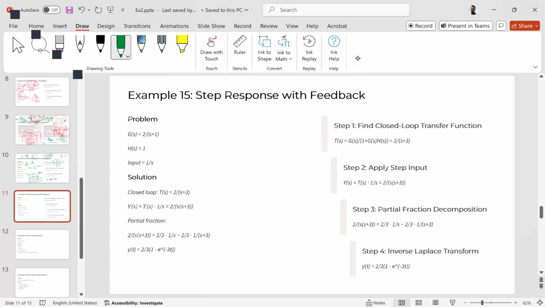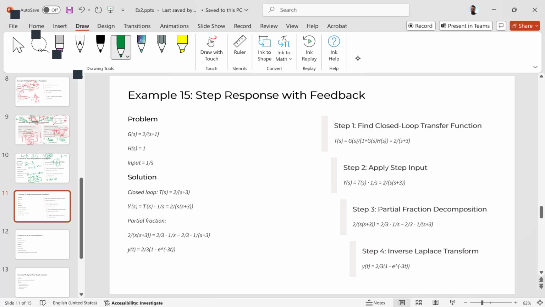What if we have a feedback? How can we find the output? We already know that the input times the general transfer function will become the output. Are we good on that? Now, what is the general transfer function when we have a feedback in our system?